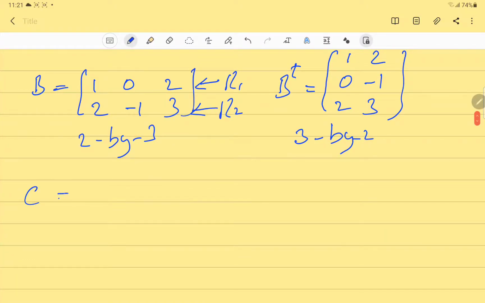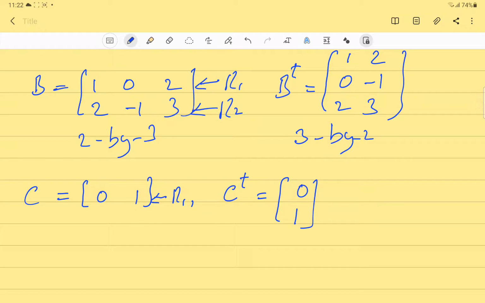Let's take another example. C is equal to 0 and 1. This is actually a row matrix, and the transpose of a row matrix is always a column matrix. So this is row 1 and we will place its entries in column 1 of the transpose of C. So we will write it like 0, 1. So the transpose of a row matrix is a column matrix.